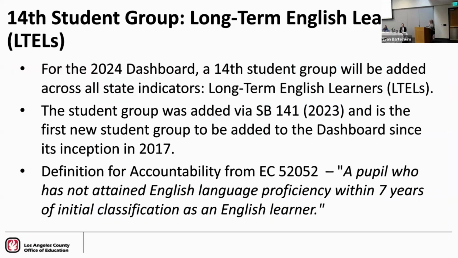And then, as another reminder, for even more disaggregation of data and more insight into the needs of LTELs, this is our 14th student group that will be joining the dashboard for the 2024 release. Remember that this group was added via Senate Bill 141, and it's the first new student group since 2017. Keep in mind that the definition for accountability purposes is a pupil who has not attained English language proficiency within 7 years of initial classification as an English learner.